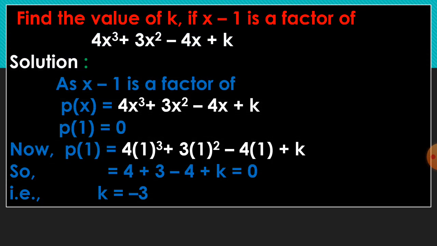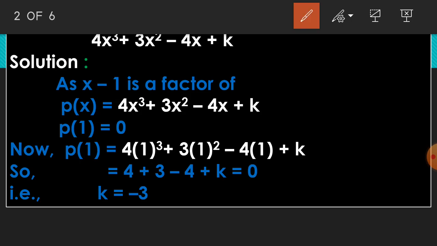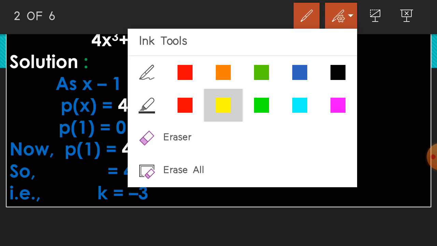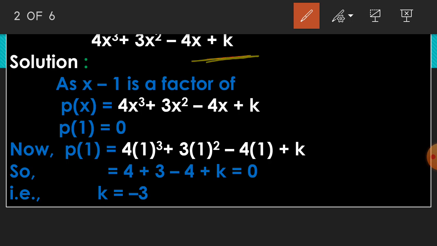Find the value of k if x minus 1 is a factor of 4x cubed plus 3x squared minus 4x plus k. So here the unknown variable is k. Now we have to find this unknown variable k by taking that x minus 1 is a factor of the polynomial. It is clearly given that x minus 1 is a factor of p of x.